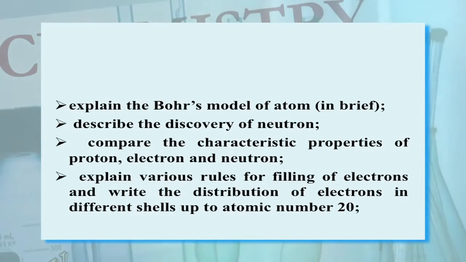Explain the Bohr's model of atom in brief, describe the discovery of neutron, compare the characteristic properties of proton, electrons and the neutrons, explain various rules for filling of electrons and write the distribution of electrons in different shells up to atomic number 20.